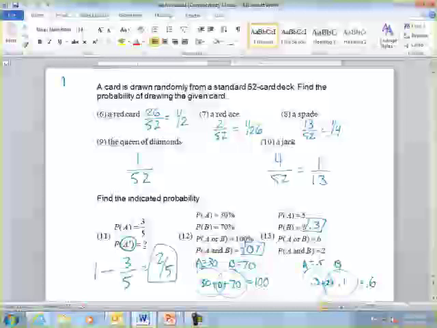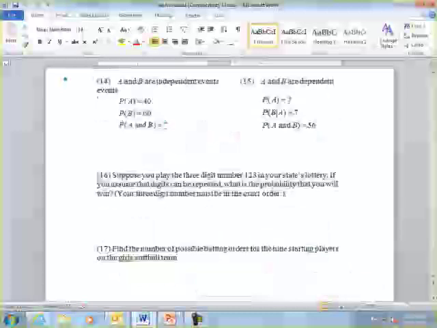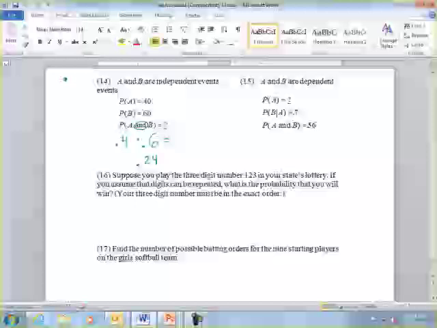Questions? A and B are independent events. That means whether or not A happens has no effect on whether or not B is going to happen. A has a 0.4 chance. B has a 0.6 chance. A and B, what do we do for and? Multiply for and. So I'm going to multiply those together. So the chance that A and B both occur is 0.24.